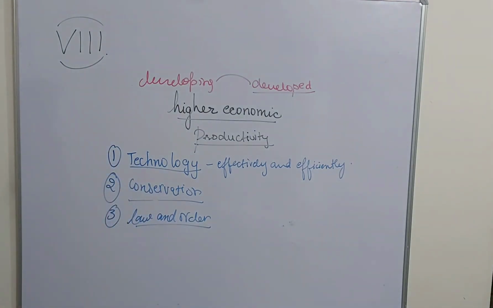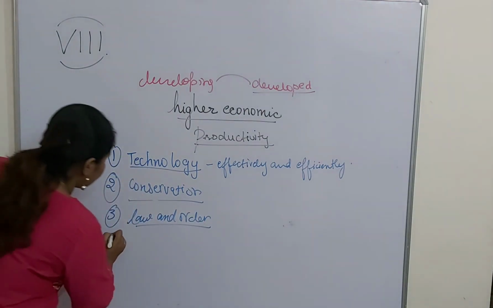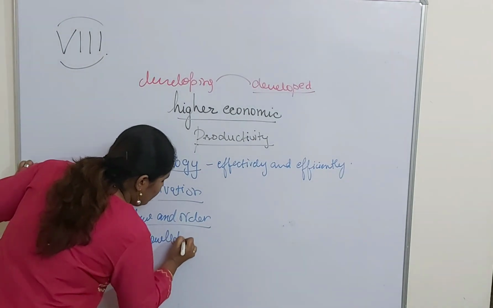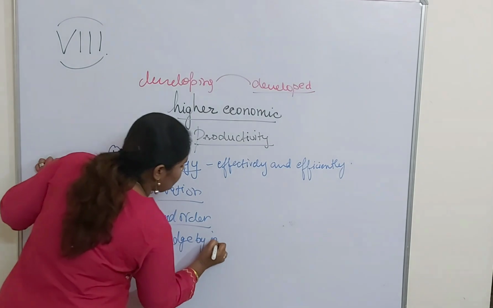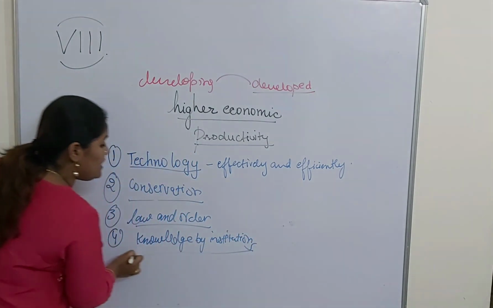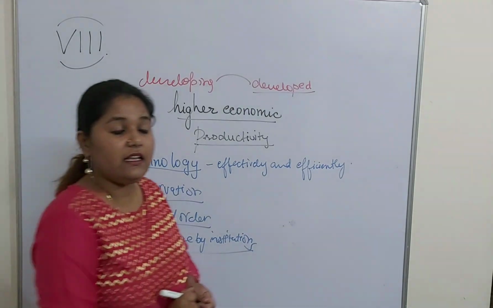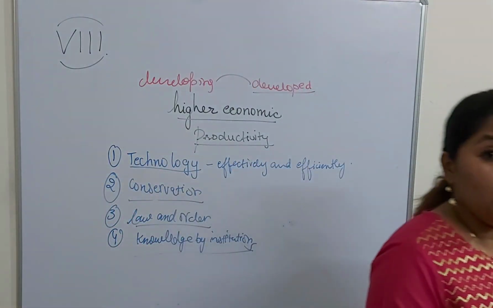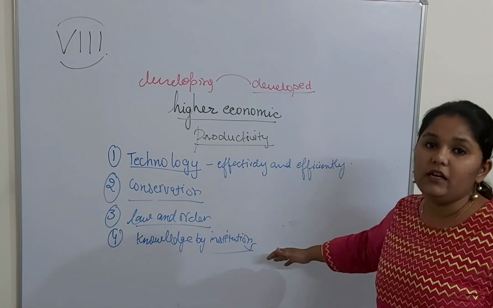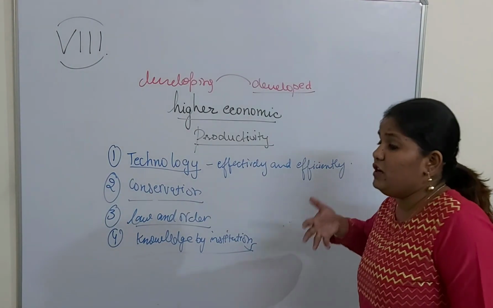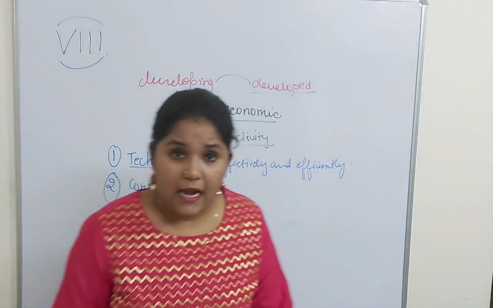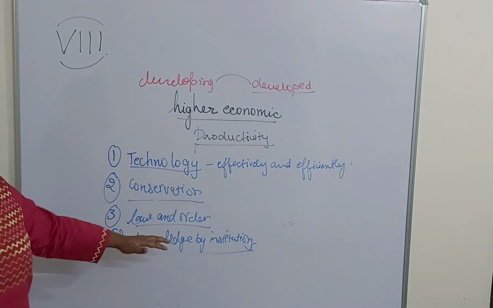Now the fourth point. Fourth point is knowledge by institutions. Okay, now what does the fourth point say? The fourth point clearly says that there are many institutions in our society that are providing knowledge to the people regarding the latest developments in the field of agriculture, or in the field of education, or in the field of finance, or in the field of marketing, right? So knowledge of institution is necessary.